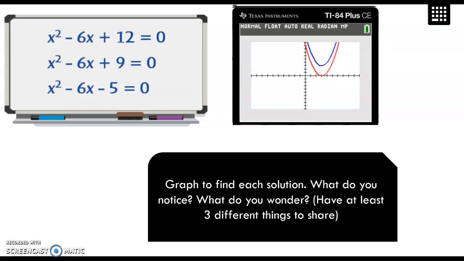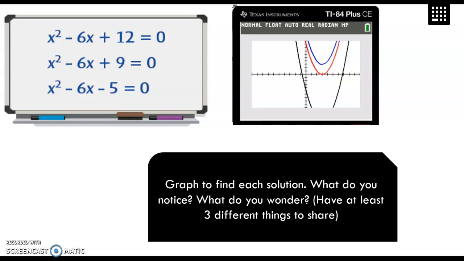I graphed the second one, and I noticed that the vertex of that parabola was right on the x-axis, so this one had one solution. The third one, the vertex is considerably below the x-axis. It's even off my graph, but I'm really more interested in the x-axis, so I'm not going to worry about changing my window. This one has two different solutions because it crosses the x-axis in two places.